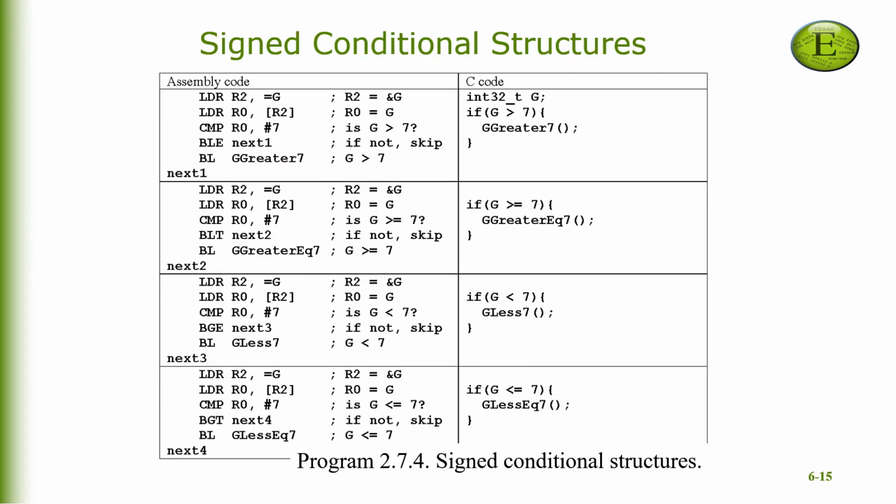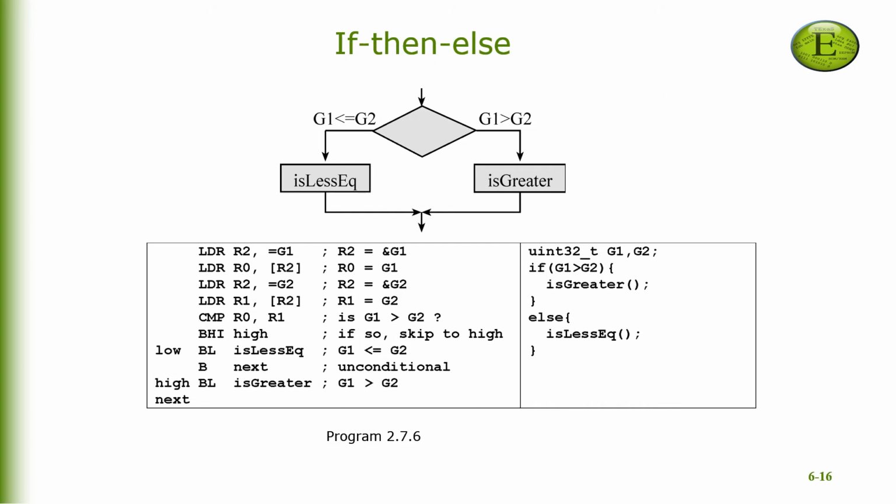And in case of signed conditional branches, again we are going to replace the unsigned branch instruction with the signed branch instruction. So BLE, BLT, BGE, and BGT, and everything else remains the same. So far, the way we have used the conditional branch instruction was analogous to the if statement in the high-level language, such as Python or C.